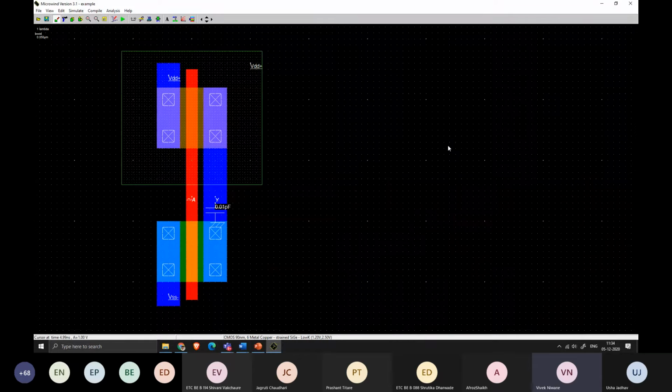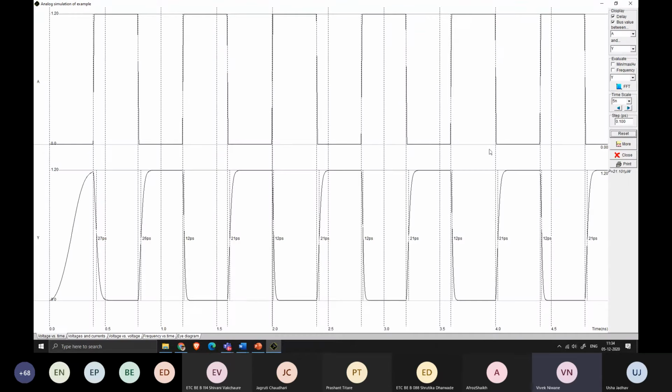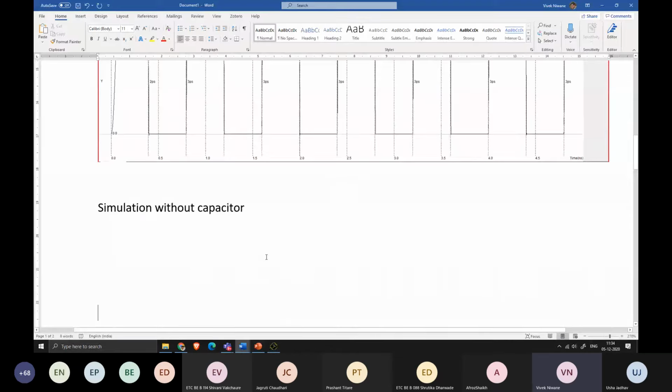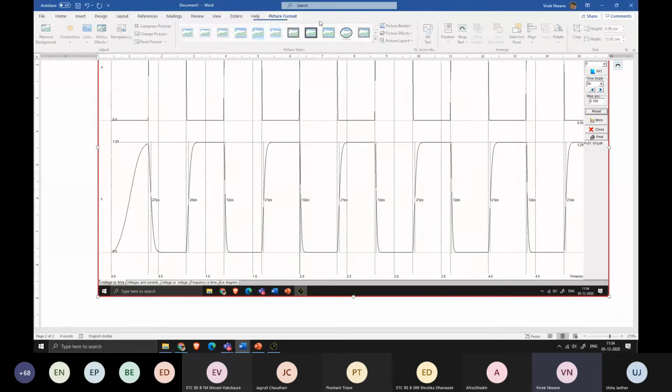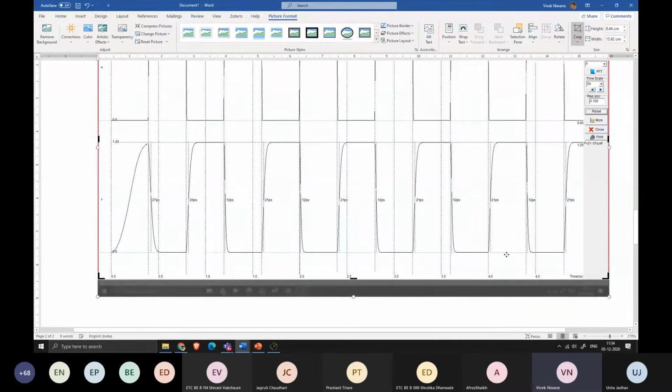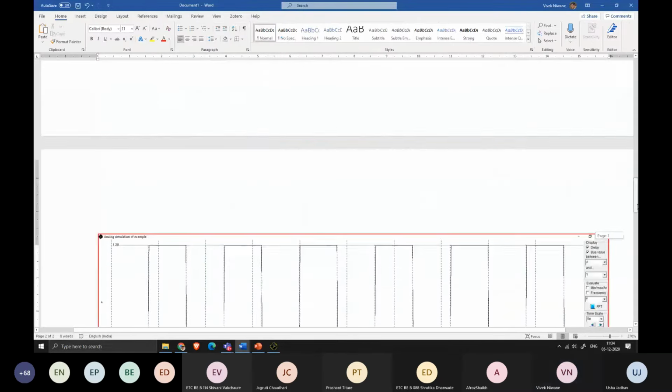Okay, 0.01 picofarad. So you will take a screenshot of this and you have to put it over here. Okay, remove the unnecessary part of your screenshot. We don't want it in the printout. Okay.